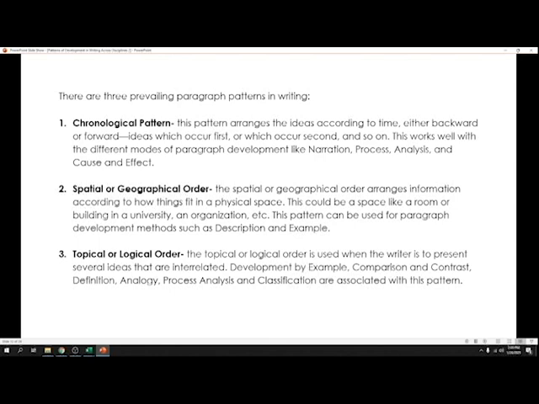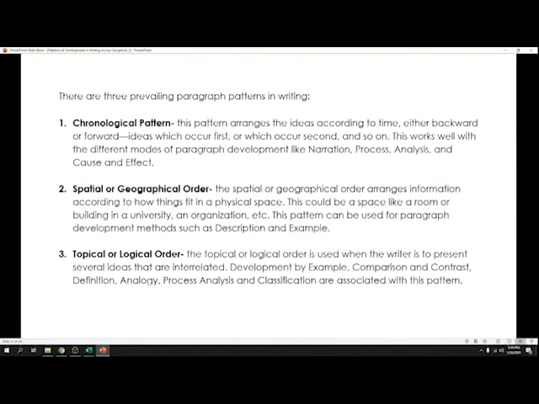So, there are 3 prevailing paragraph patterns in writing. The first one, we have chronological pattern. So, this pattern arranges the ideas according to time, either backward or forward. The ideas which occur first or which occur second, and so on.